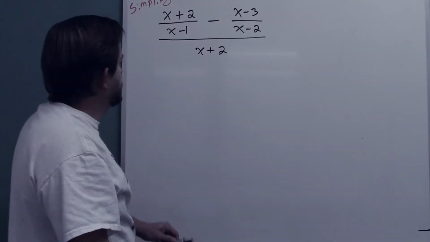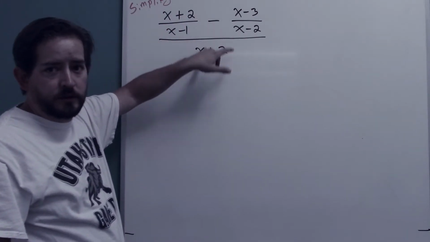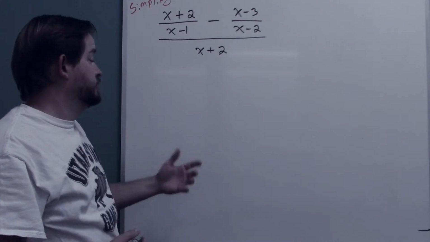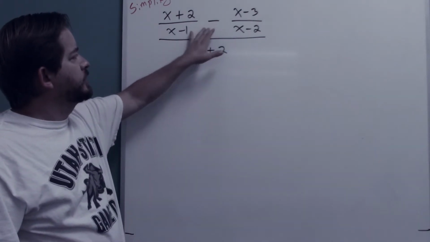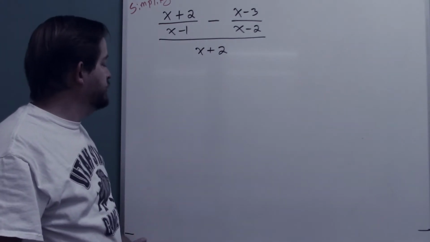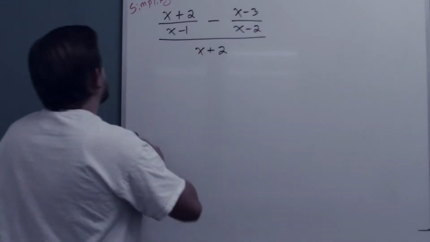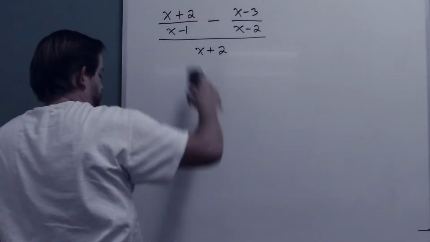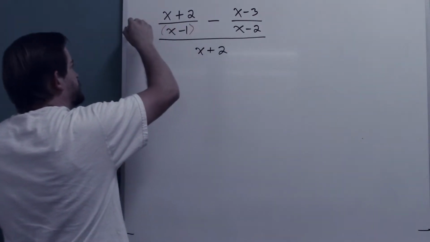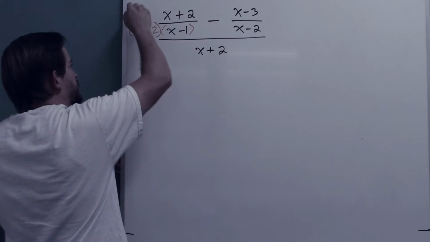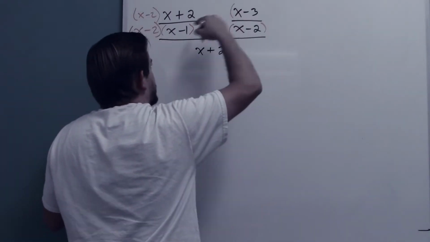I've got a complex fraction with a difference of 2 fractions in the numerator and then just an x plus 2 in the denominator. So in order to do anything with this, I want to combine these 2 fractions in the numerator, and to do that I need a common denominator. So I'm going to get rid of this real quick so I can work. I'm going to multiply this one on the left by the x minus 2, both top and bottom. I'm going to multiply the one on the right by x minus 1.